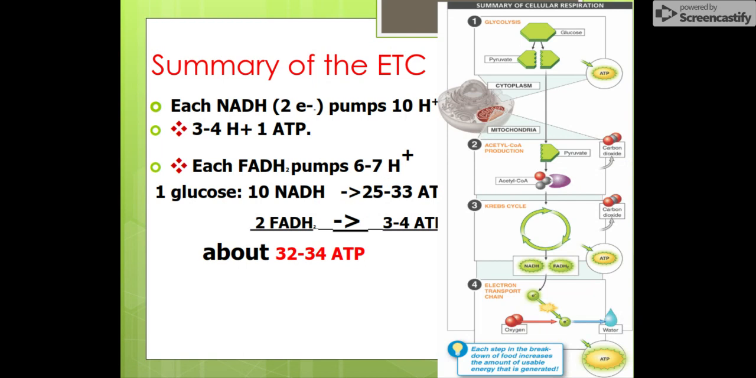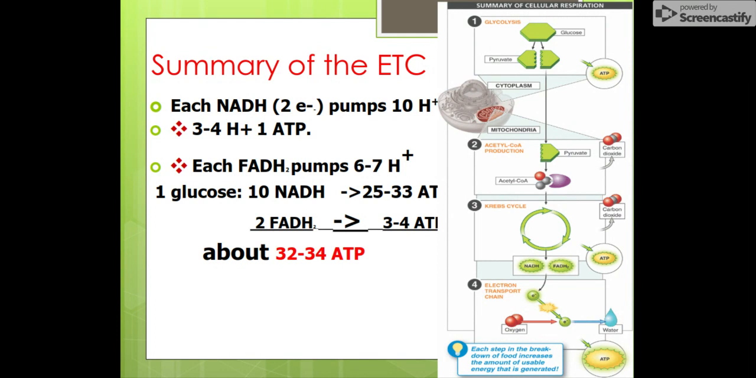So again, with the electron transport chain, for each NADH, we're pumping 10 hydrogens. 3 to 4 hydrogens gives us 1 ATP. FADH2 pumps 6 to 7. So for each glucose, we're getting something like 32 to 34 ATP from the electron transport chain itself.